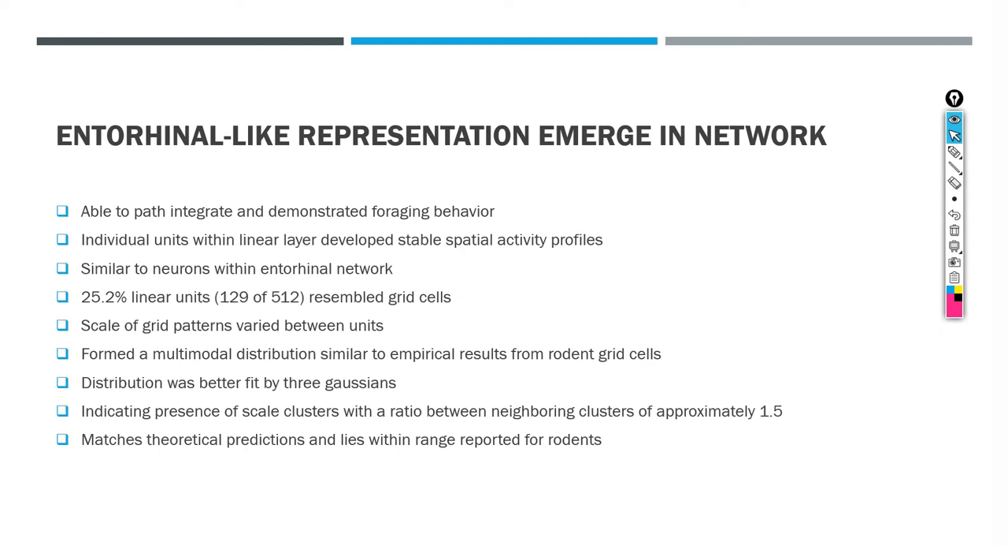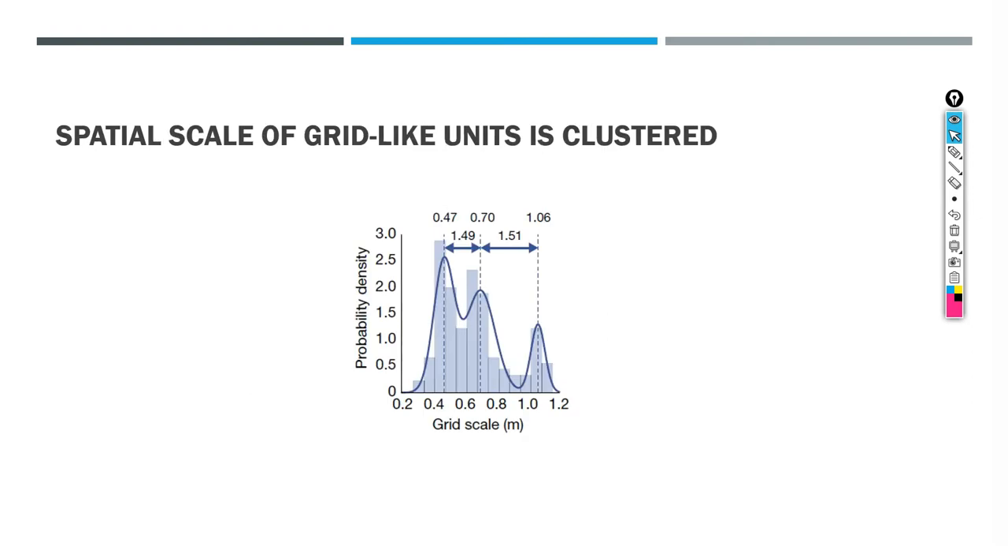So what is Bayesian information criteria? That actually helps us strike a balance between the models that are more complex and the models that are good in fitting on the data. So our initial target is to minimize the BIC, the smaller the better. So by minimizing the BIC, the distribution was better fit by 3 Gaussians. So if you look at the figure, the Gaussians had mean of 47 centimeter, 70 centimeter, and 106 centimeter.